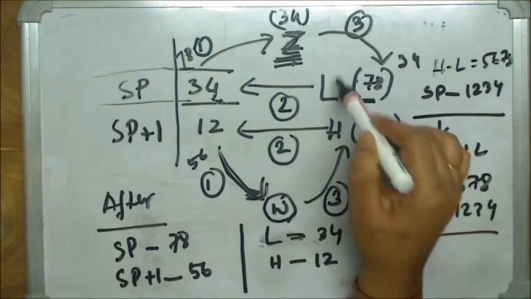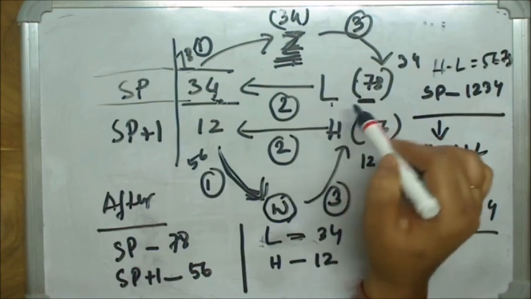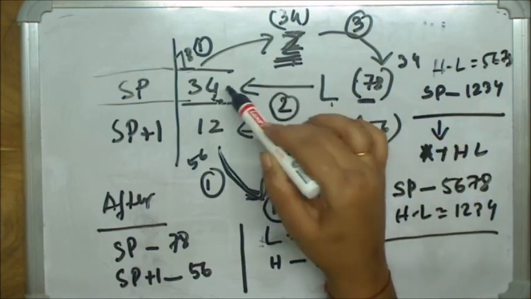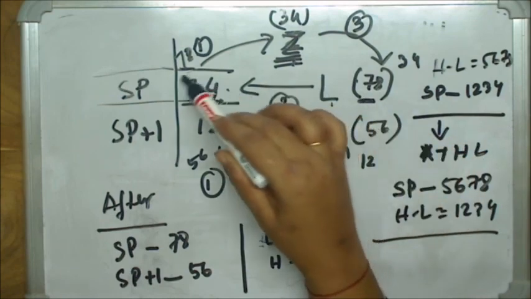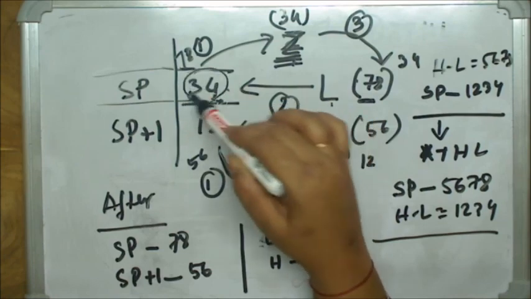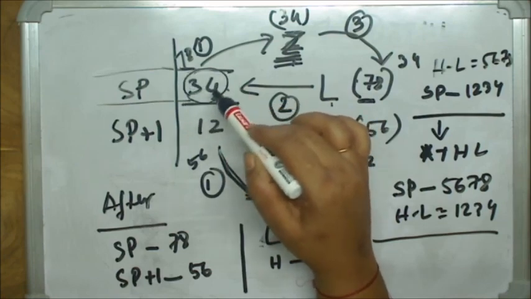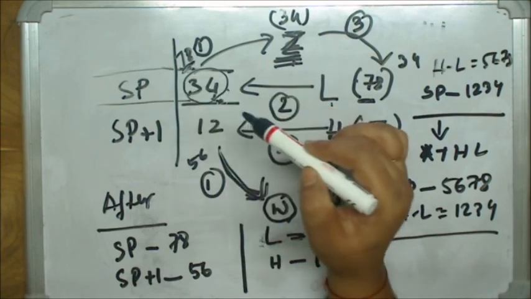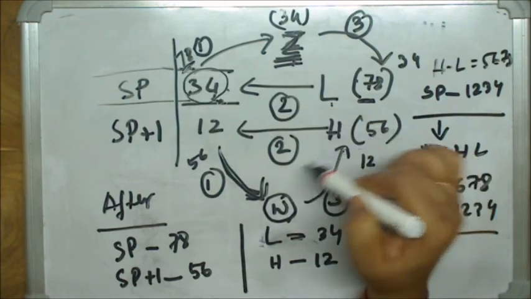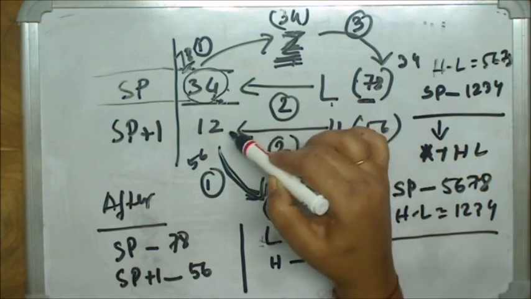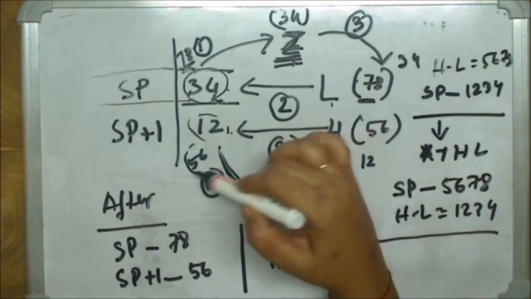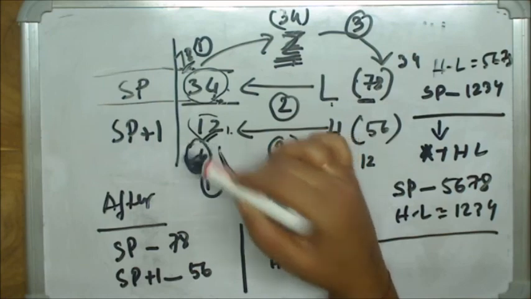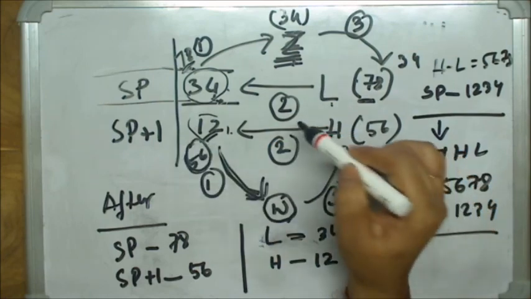The content of register L, that is 78H, will be loaded into the topmost element of the stack. Now 34H will be overwritten by 78, and the content of H will be loaded into SP plus 1, that is now 12H will be overwritten by 56H. Clear? This is the second step.